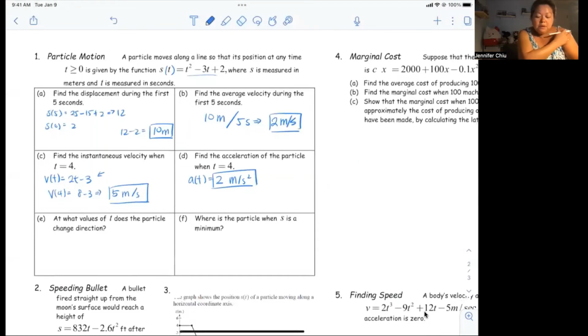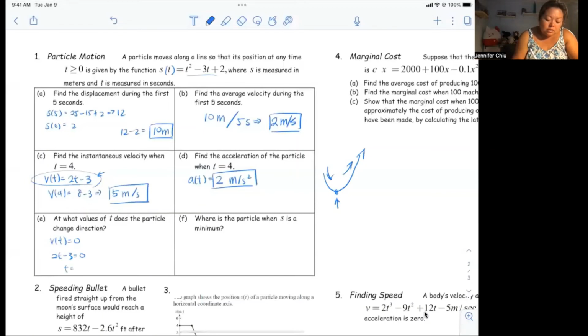At what value of t does the particle change direction? This is the same picture I was drawing. Your particle was going this way and it comes up. So when does it change direction? It changes right there, because it was going down and it goes up. What happens at that point when it was changing direction? The velocity at that point is actually 0, because it paused and then went on. So you simply take the velocity function you got from before and set it equal to 0. v of t equals 0, 2t minus 3 equals 0. t equals 3 over 2, which is 1.5 seconds. So at 1.5 seconds, it is going to change direction.